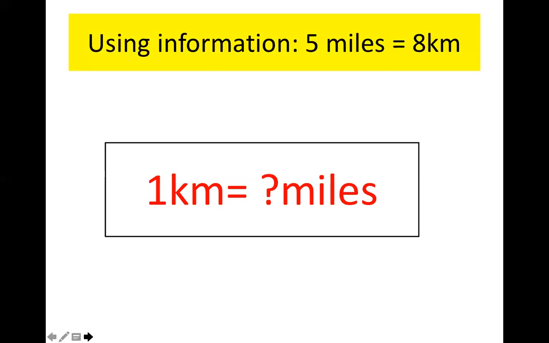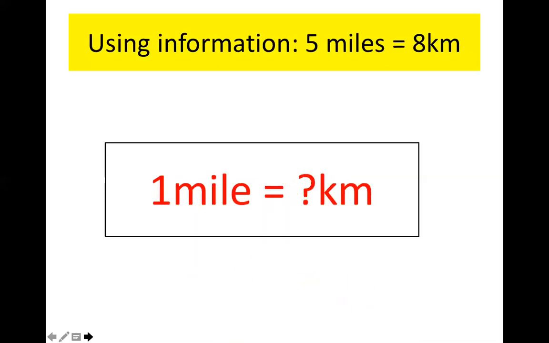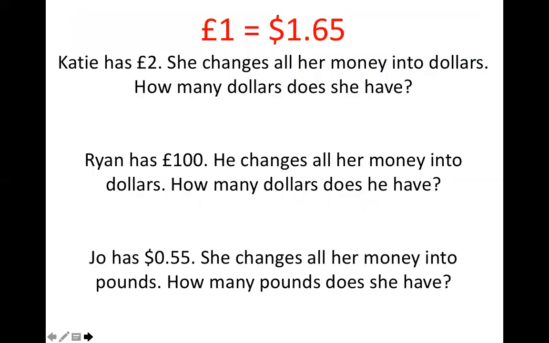Okay, 8 km is 5 miles. 1 km? 1.6 miles. No, 0.625. Because now it's 8 apples is 5 ringgit. It's the other way around. 8 km is 5 miles. So 1 km will be 0.625. Okay, 1 mile will be 1.6 km. Okay? Okay, we won't do this.